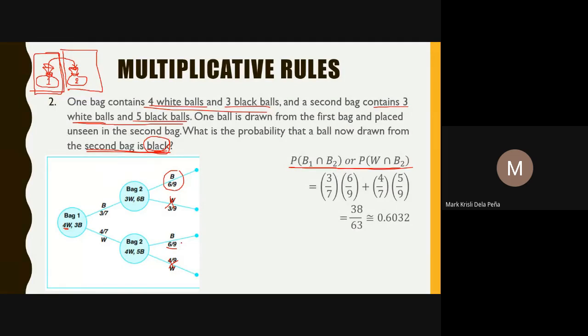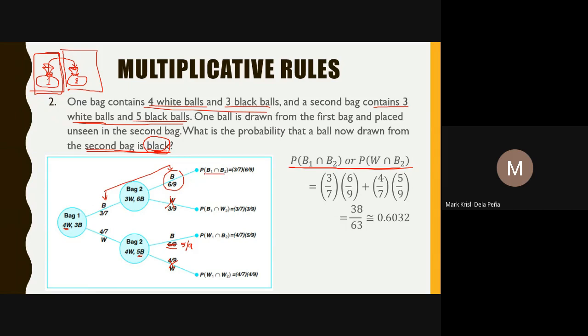Then here we also have another. This is actually not 6 over 9, this is 5 over 9. So please correct me, this is 5 over 9, since we have 5 blacks out of 9 balls. Since we are considering this, we will multiply to get the intersections, or simply the probability of getting black provided that we get black from the first bag.